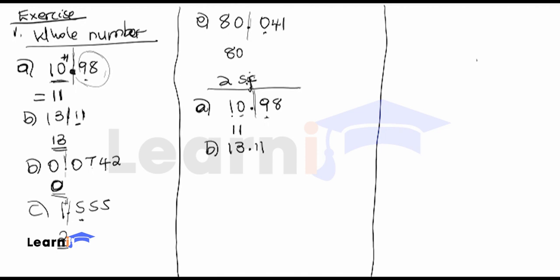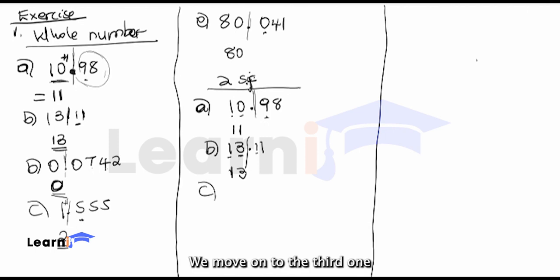Let's move on to B, where we have 13.11. The first significant figure is 1, the second is 3, so this is where we draw our line. And we look at 1. 1 is less than 5, so we do not add anything to the 13. Now the answer will be 13.